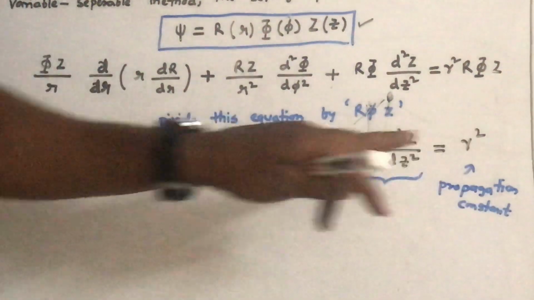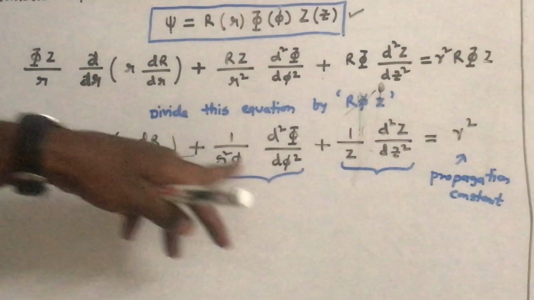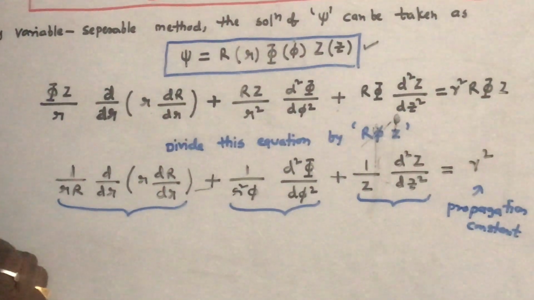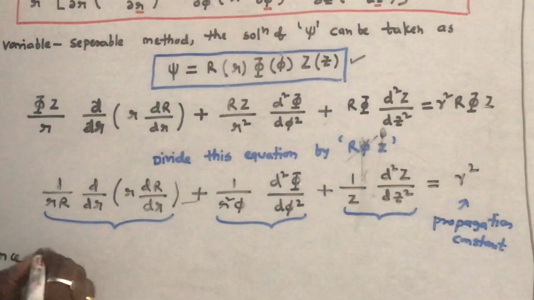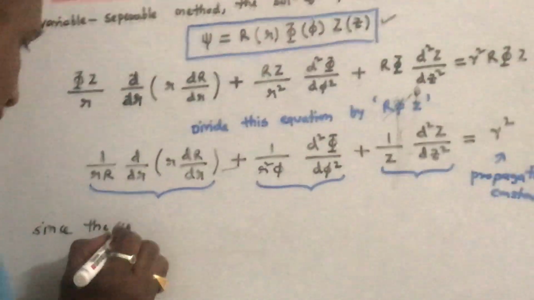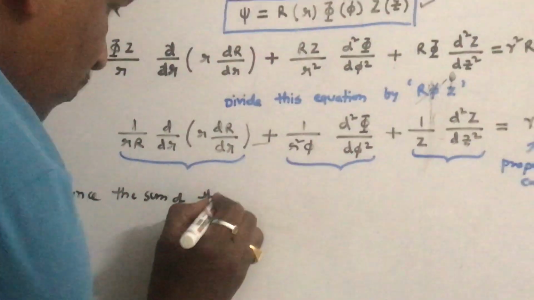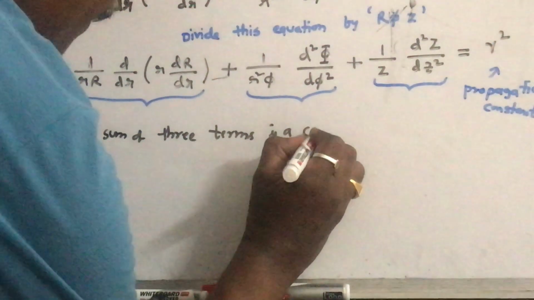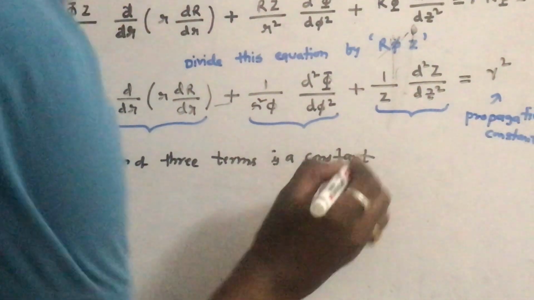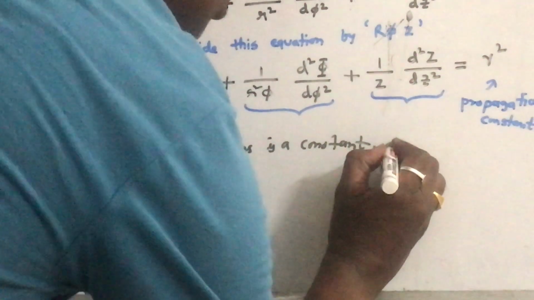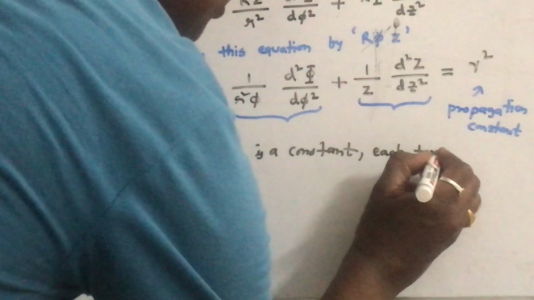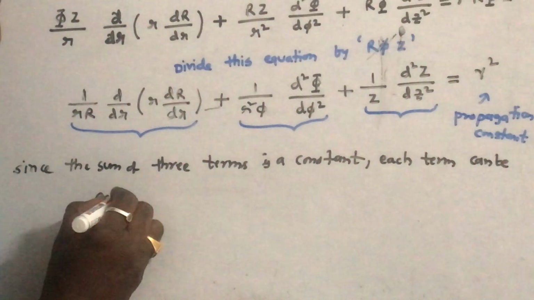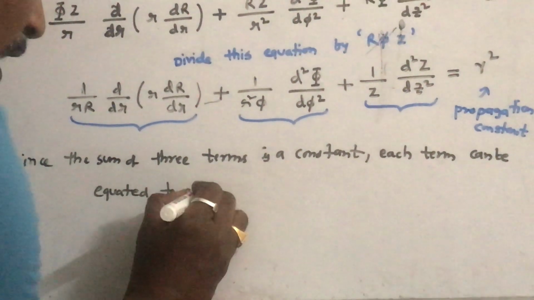Since the sum of 3 terms is a constant, we can equate each individual term to a constant. Let us take this first term. Since from the above equation the sum of 3 terms is a constant, each term can be equated to a constant.